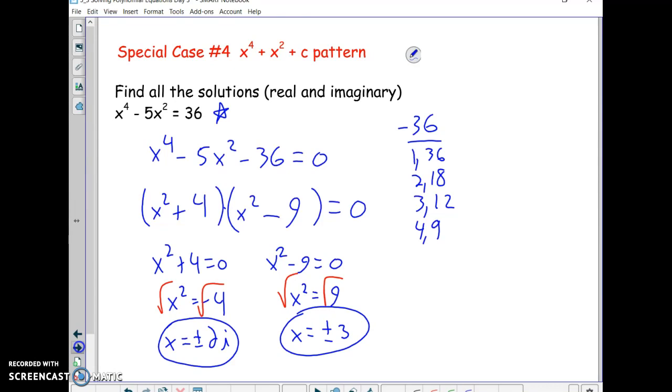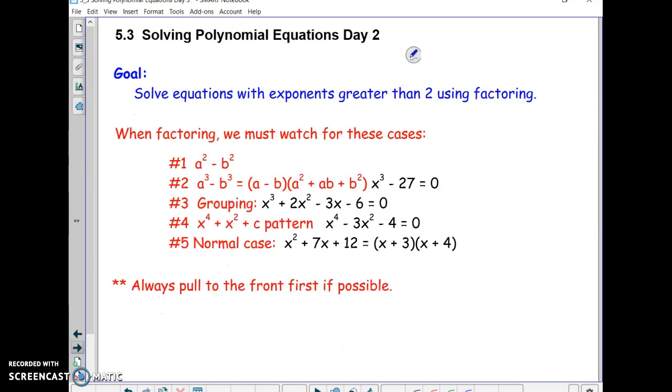All right, so that's all I got for you. Once you're done with this video, you can start on the homework. Just a big picture of where we're going, right? We're doing a bunch of factoring stuff. Today we covered this grouping case, which has 4 terms. And then the second case, and watch for that when it goes x to the 4th, x squared, and then constant, that's where you'll recognize this case.